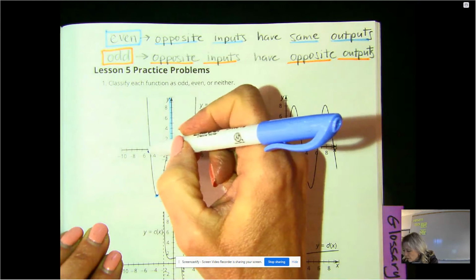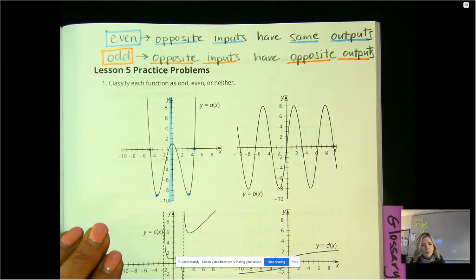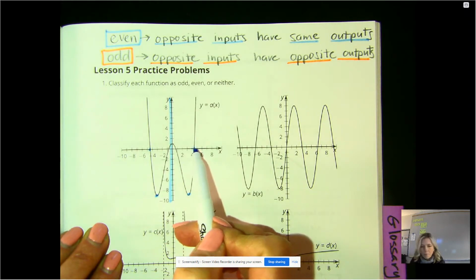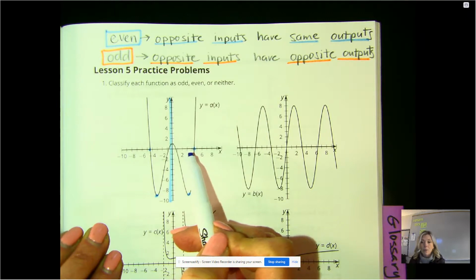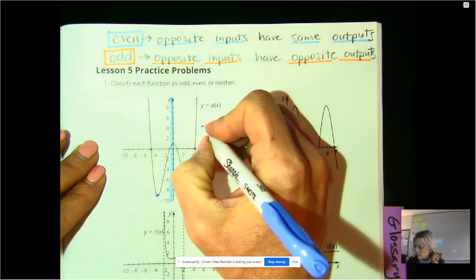Same thing is true here. These points on the x-axis have opposite inputs. This would be about -5 and this would be about +5. They have the same output of 0. So this first one is even.